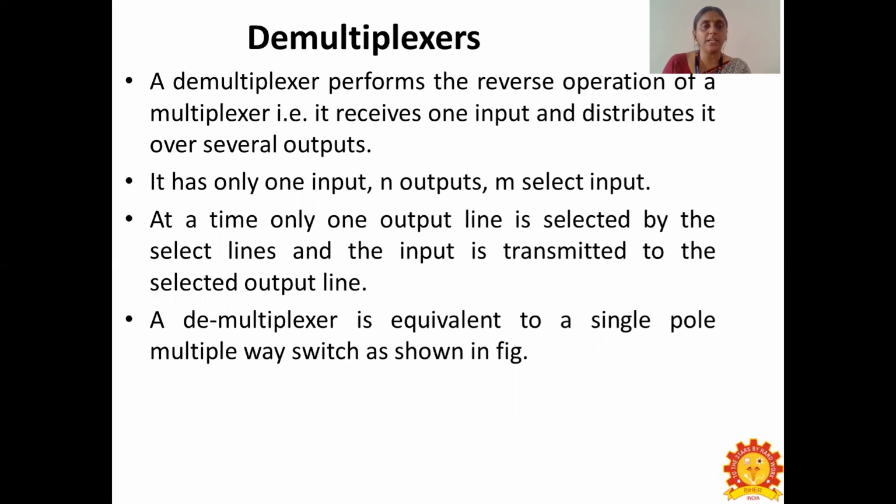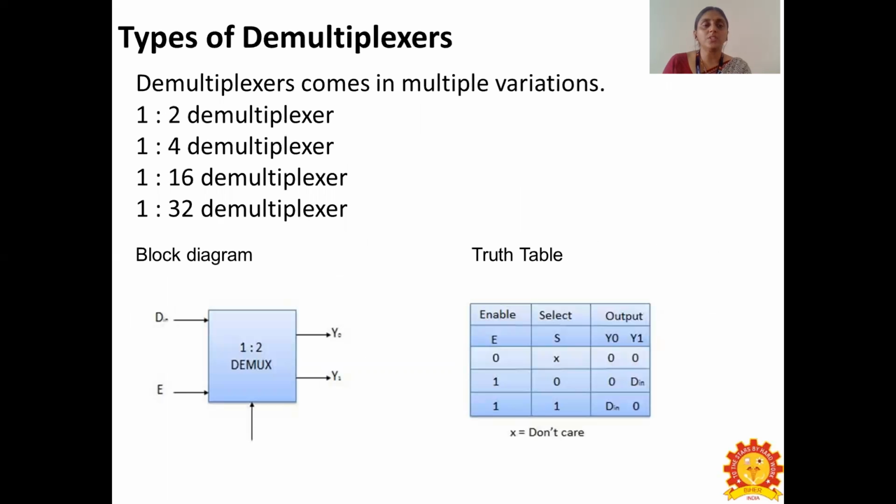And what are demultiplexers? A demultiplexer performs the reverse operation of the multiplexer, where it receives one input and distributes it over several outputs. So it has only one input, n outputs, and m select inputs. At a time, only one output line is selected by the select line, and the input is transmitted to the selected output line. This is equivalent to a single pole multiple way switch, which is shown in the figure here. Demultiplexers come in multiple variations.